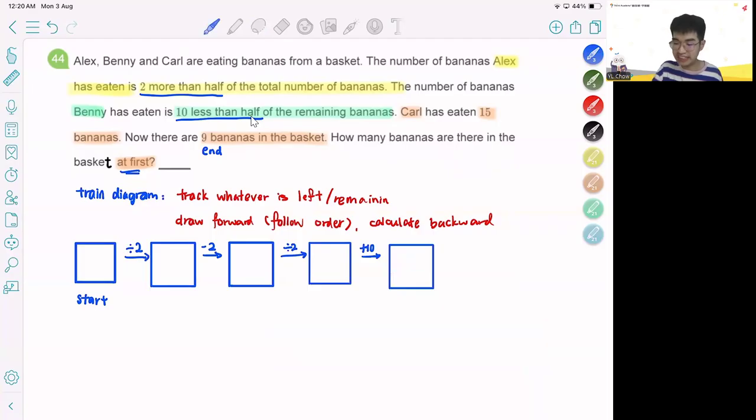Now, finally, Carl has eaten 15 bananas. So he takes away 15 bananas. So of course, there are 15 less in the remaining, and the final result is 9. All right, so we have finished drawing the train diagram.